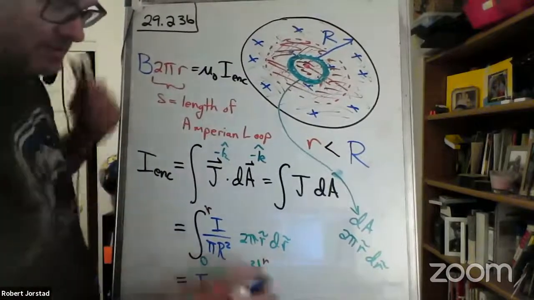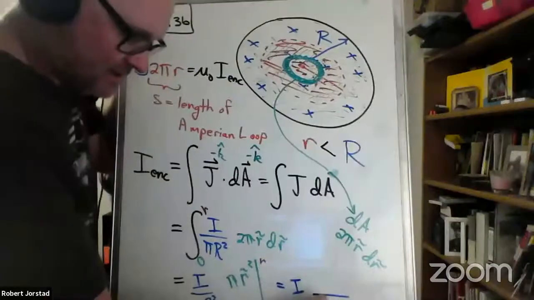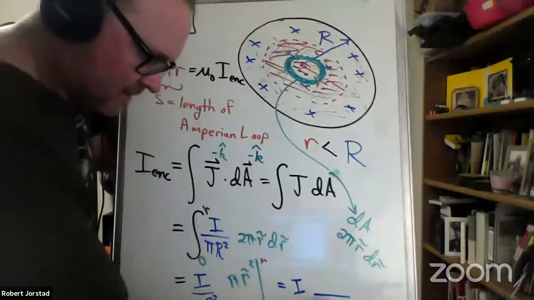Current enclosed is I, and then I notice there's a pi. Can you move the screen down a little bit, please? Thank you. Yep, thank you.